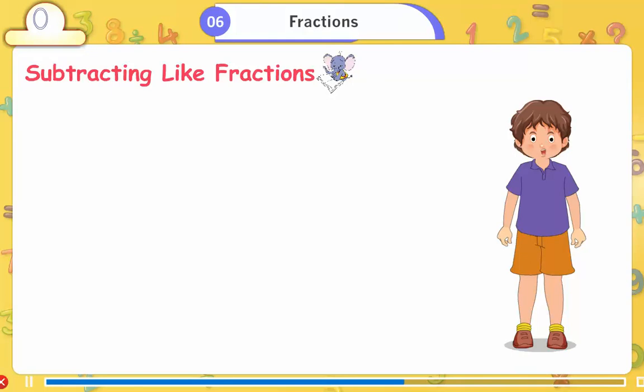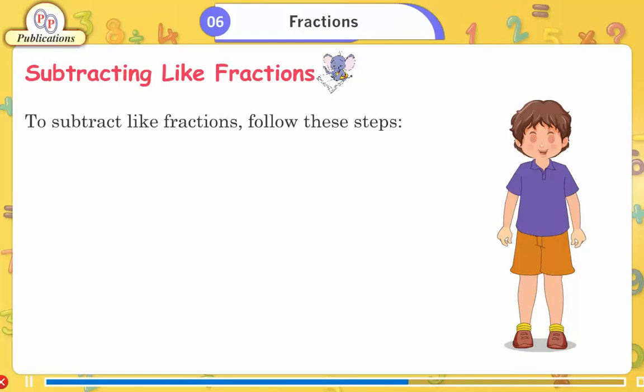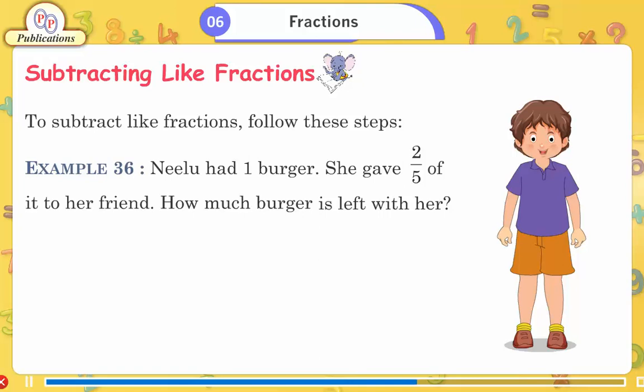Subtracting like fractions. To subtract like fractions, follow these steps. Example 36. Neelu had one burger. She gave 2 upon 5 of it to her friend. How much burger is left with her? Burger left is equal to 1 minus 2 upon 5 is equal to 5 upon 5 minus 2 upon 5.